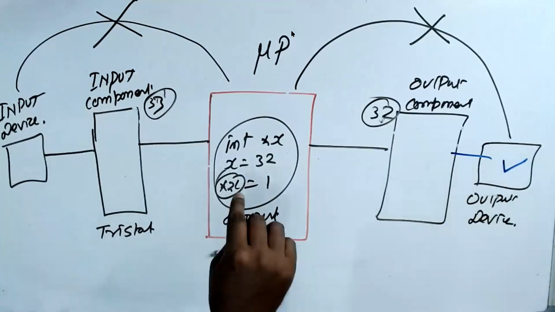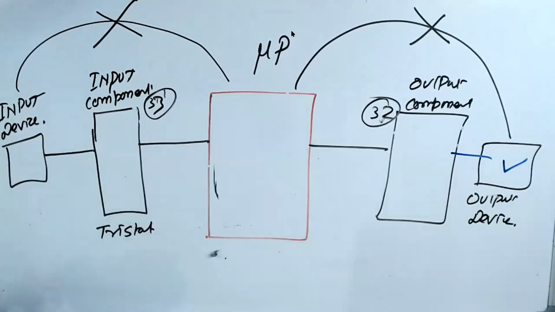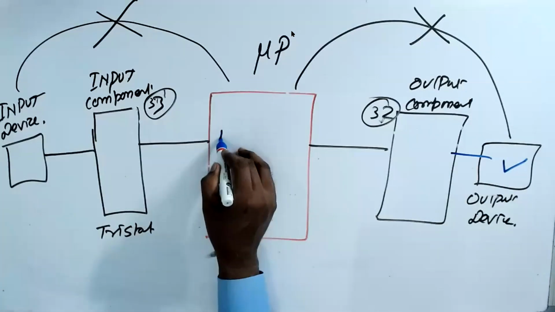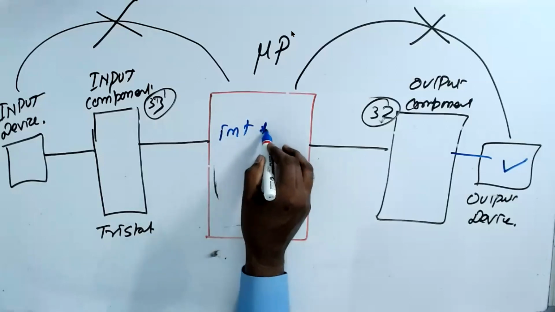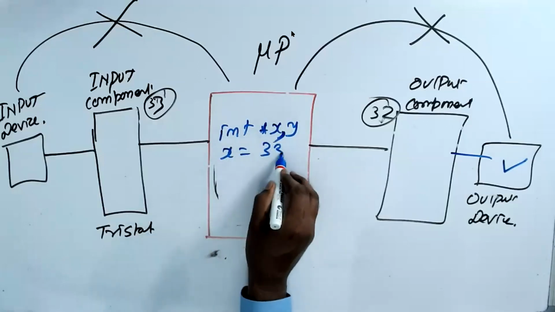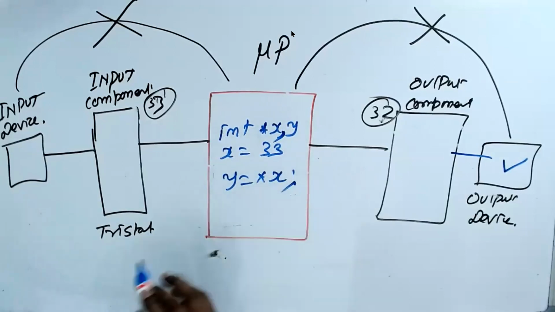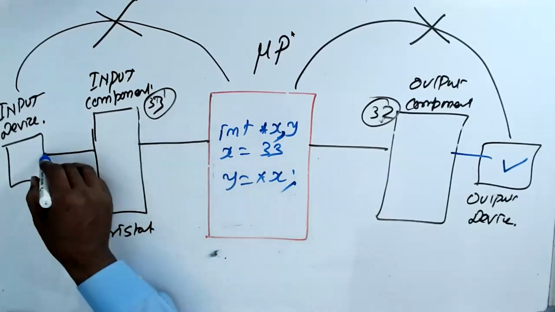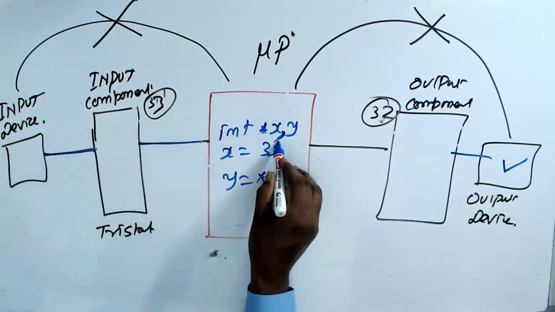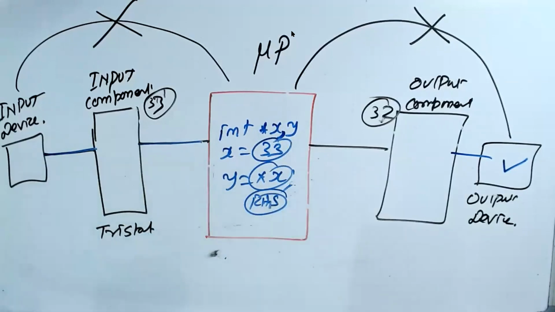Now, if I change the program like this: int *x, y; x is equal to 33 and y is equal to *x. Now what I'm doing is reading from the pin. That is what this 33 is, on the right hand side. Is it clear how we are connecting the input and output?